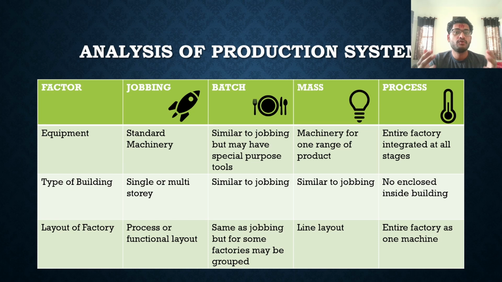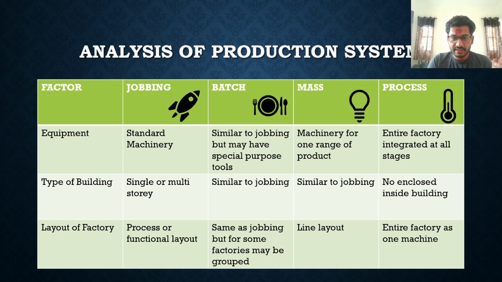The products are being produced in batches. Mass productions like pens, lamps, cigarettes, and the process industry would probably be oil industry, petrochemical industry, stuff like that. So these four types of systems are now what we're going to analyze in the production system. When we talk about the equipment, what equipment will be required for these four types?